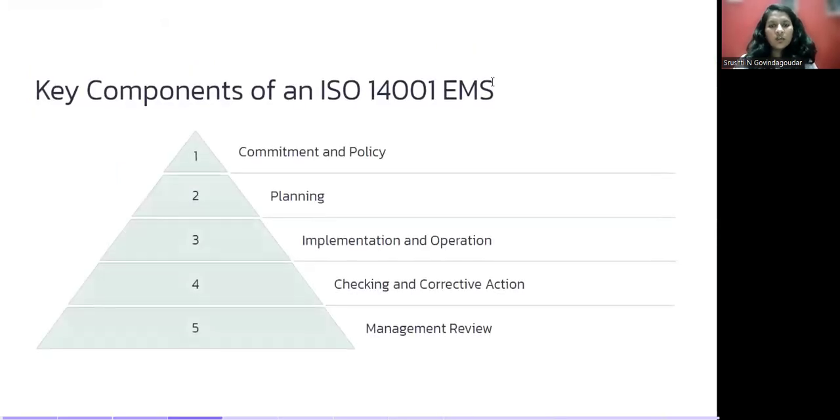The key components of an ISO 14001 EMS are five: commitment and policy, planning, implementation and operation, checking and corrective action, and management review.